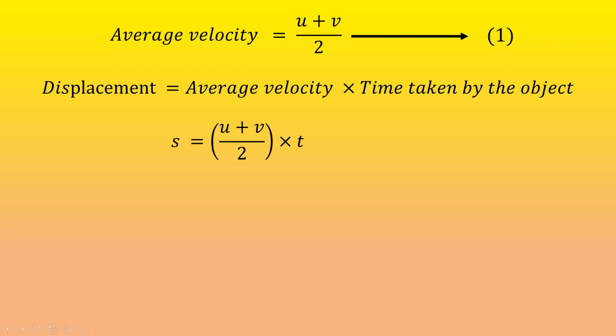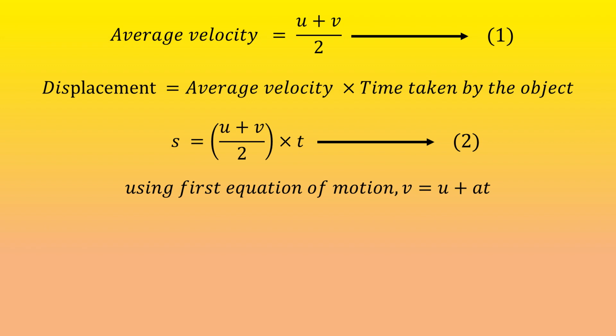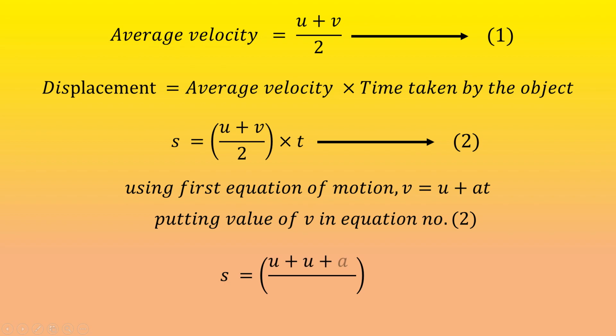Let's say this is equation number 2. From the first equation of motion, we know that v is equal to u plus at. So I'm going to replace this v with u plus at in equation number 2. Then we get s is equal to u plus u plus at divided by 2 into t. Now we are going to simplify this equation.